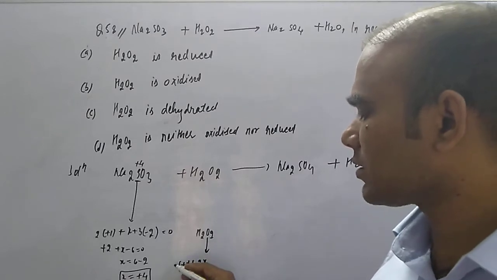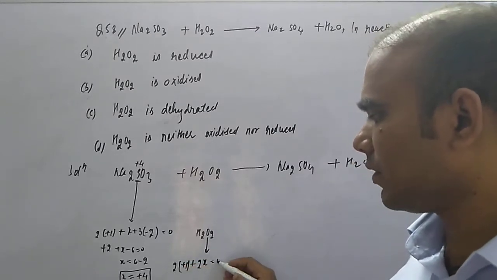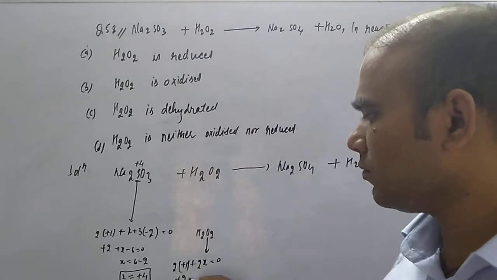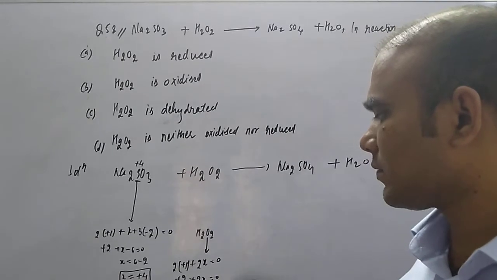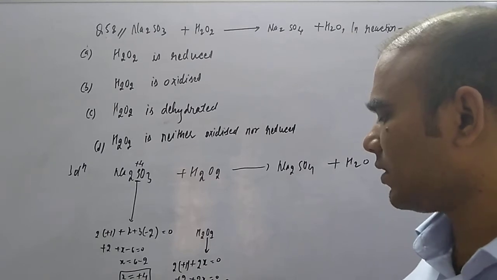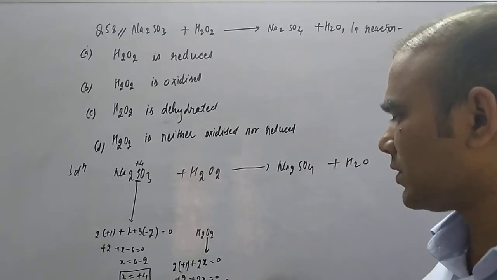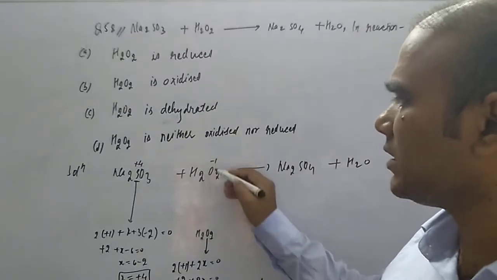But here there are 2 hydrogen, that is multiplied by 2, equal to 0. So that is +2 plus 2x is equal to 0. So 2x is equal to -2. So x is equal to -2 by 2. So how much is coming, student? -1. So here oxygen is -1.